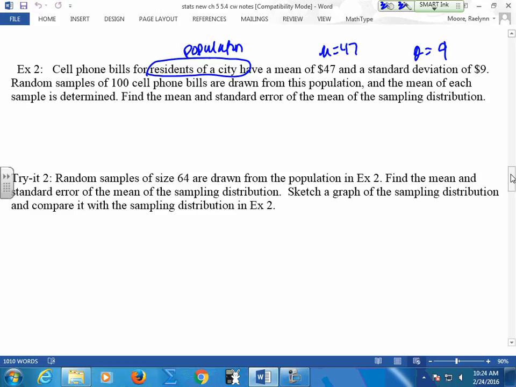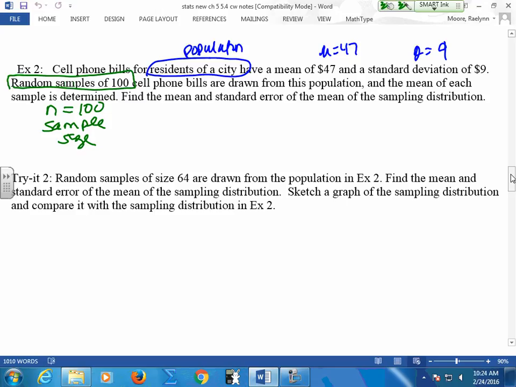Now, random samples, here's the word random, samples of 100. Therefore, what's n equal to? 100. This is my sample size. Random samples of 100 are drawn from this population. Not just one, but a number of them. But they're all a size 100.